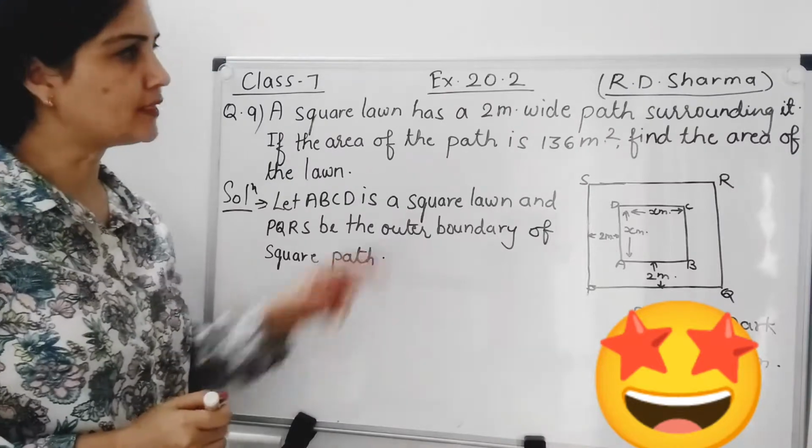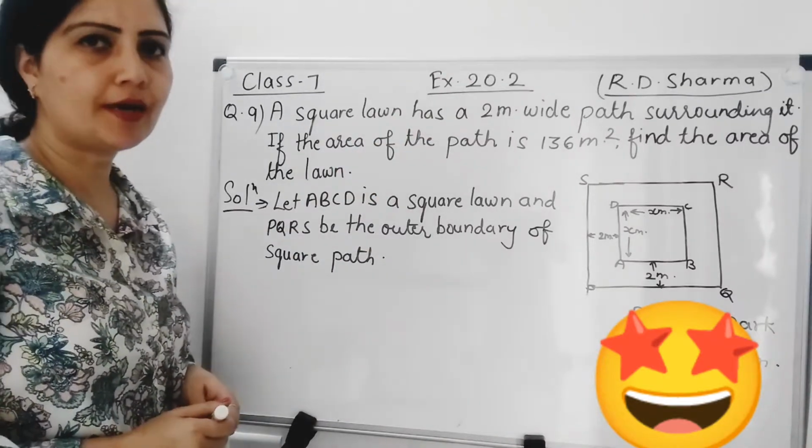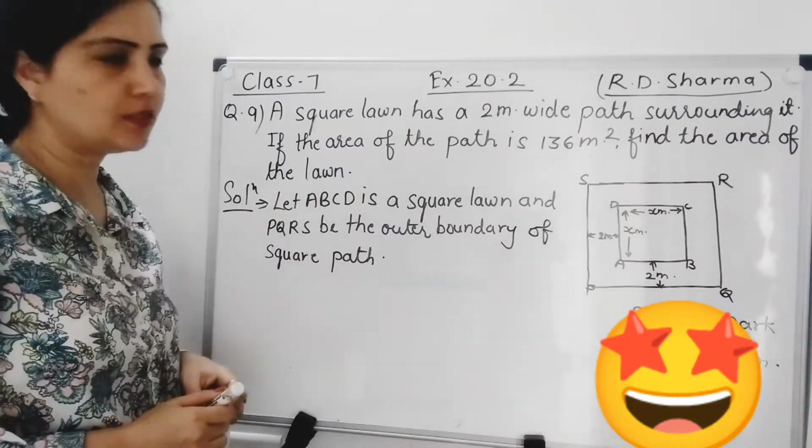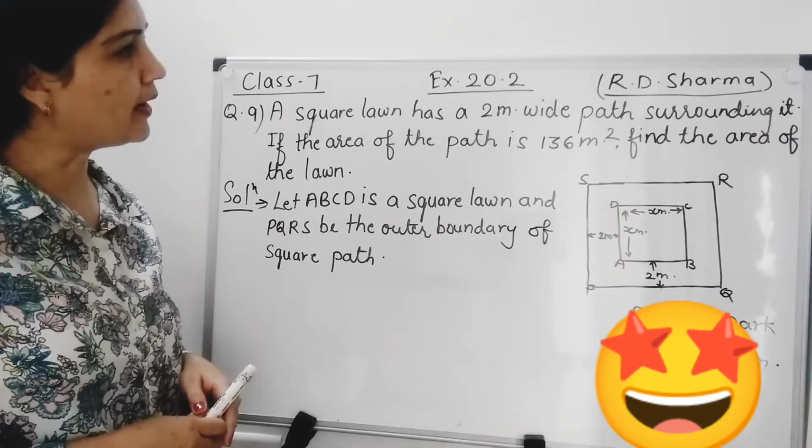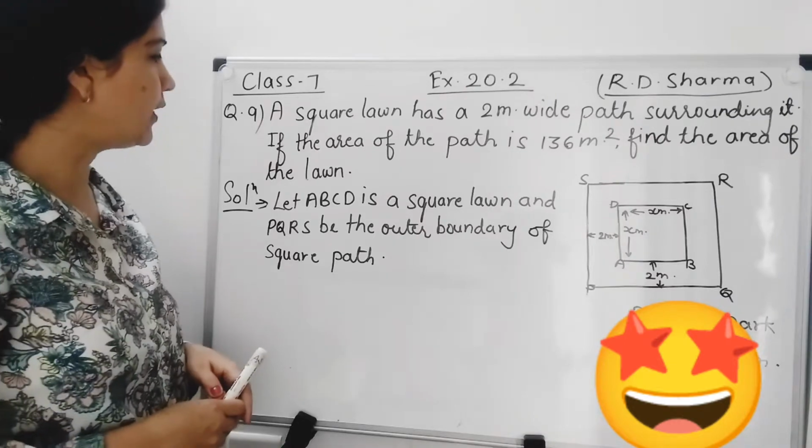So today we are going to see exercise 20.2 class 7 R.D. Sharma. So let's see question number 9 first. A square lawn has a 2-meter wide path surrounding it. If the area of the path is 136 meters square, find the area of the lawn.